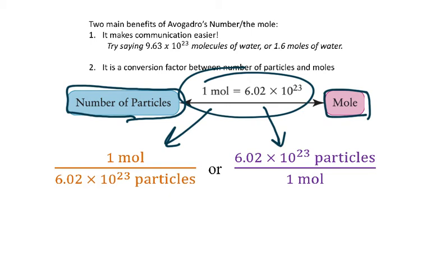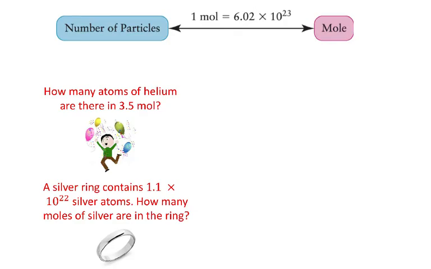Okay, how about a couple examples? Okay, so how many atoms of helium would there be in 3.5 moles? This would be about approximately the amount of helium gas that would be in a typical size balloon at room temperature. So how many atoms of helium are there in 3.5 moles? It's a one-step conversion.